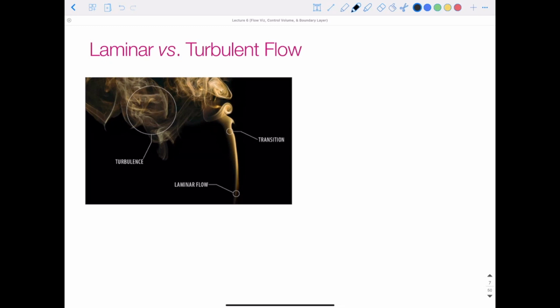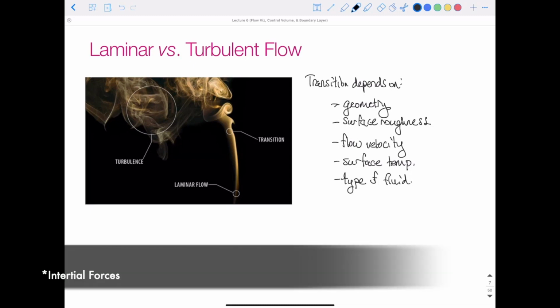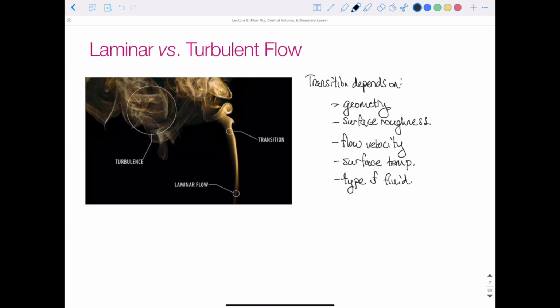The transition from laminar to turbulent flow depends on the geometry, surface roughness, flow velocity, surface temperature, and the type of fluid. So the flow regime depends mainly on the ratio of inertial forces to viscous forces, and that ratio is something we call the Reynolds number.